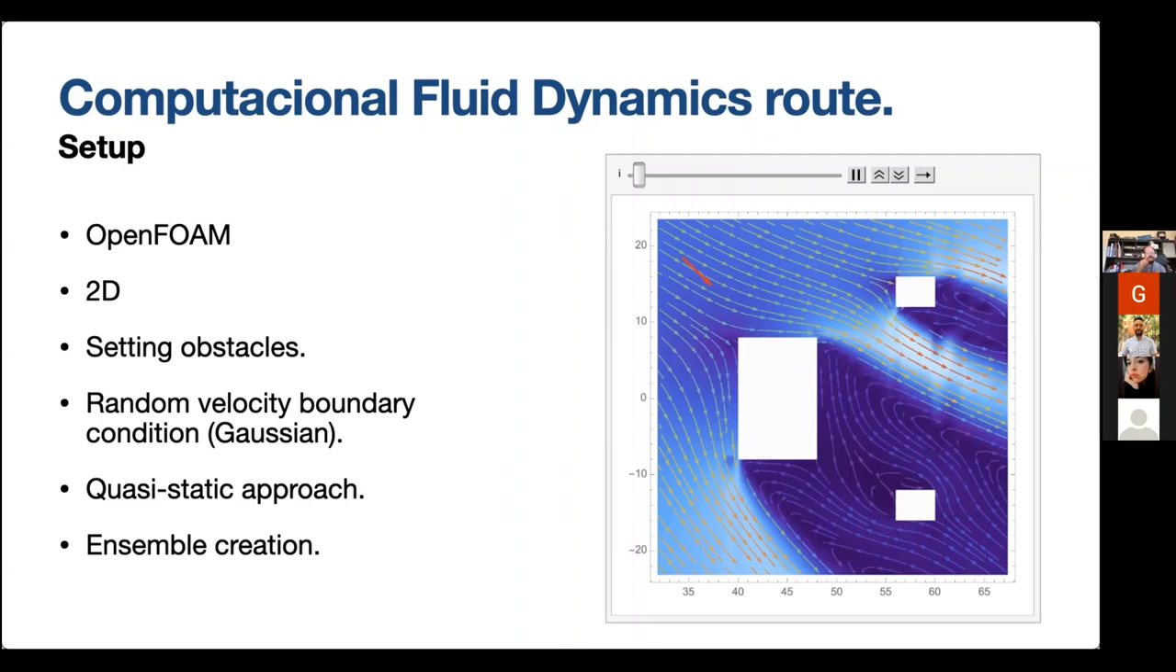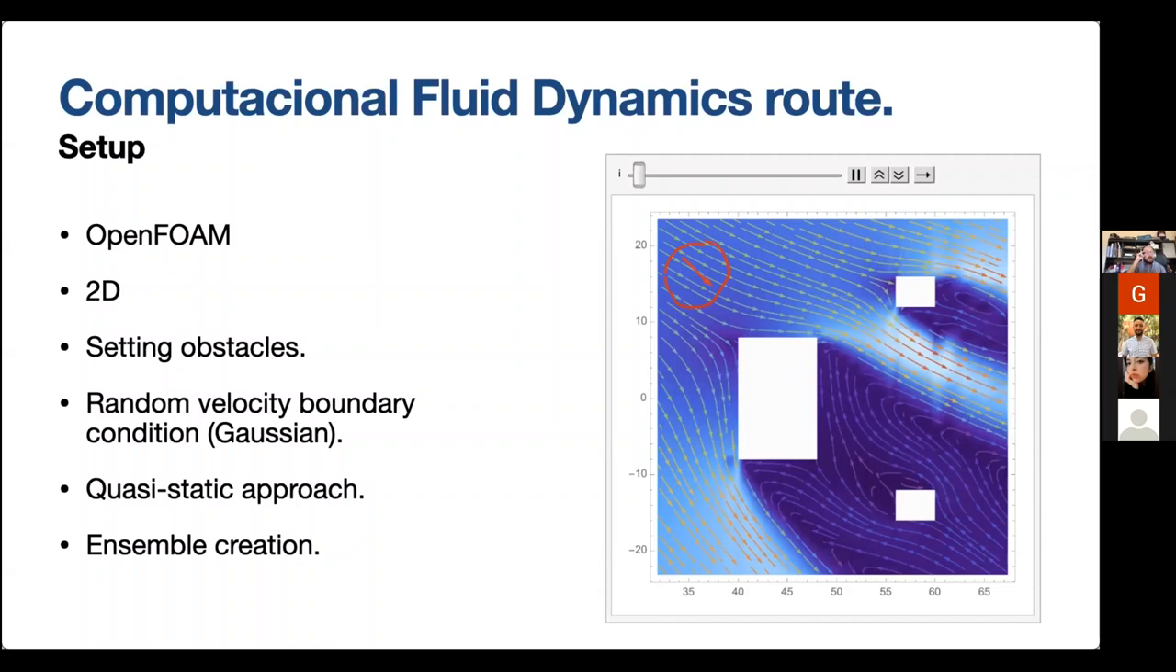To do that, we have performed simulations using OpenFOAM, well known, I think, for most of you. We decided to start using two-dimensional simulations, obviously to reduce the complexity of the problem. We have decided to set obstacles, because obstacles are part of the nature of wind. In this case, we have set square-like obstacles like you are viewing in the picture. We have decided to explore how to deal with random velocity boundary conditions. Let's say wind coming in a specific direction with a specific intensity, but that can vary in direction and speed with a bivariate Gaussian distribution.